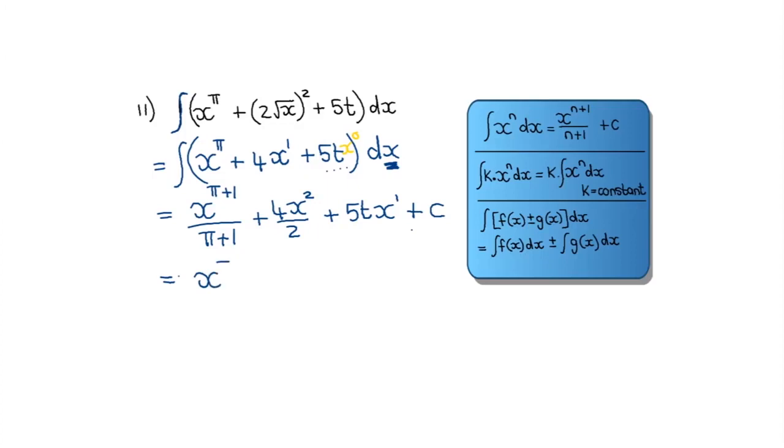So if I simplify this, it will be x to the power pi plus 1, divided by pi plus 1, plus 2 goes into 4 2 times, plus 5tx, plus a constant.